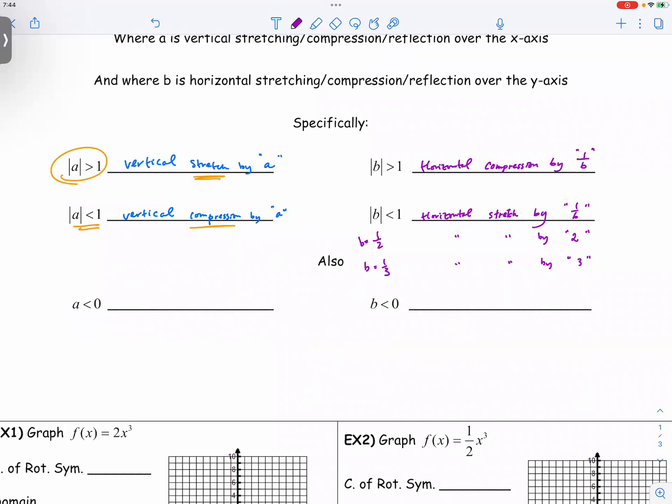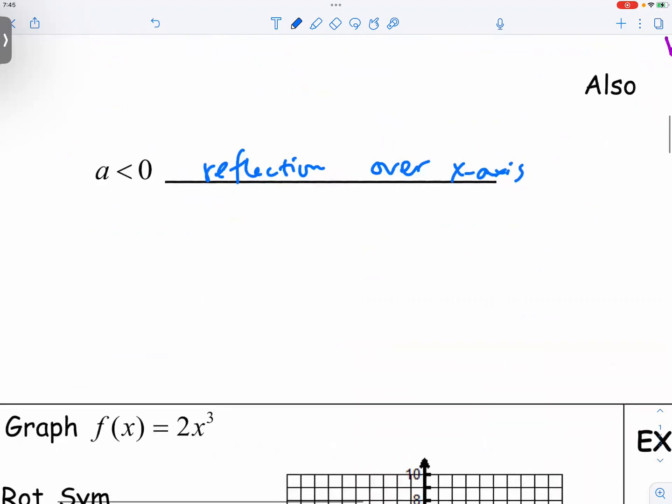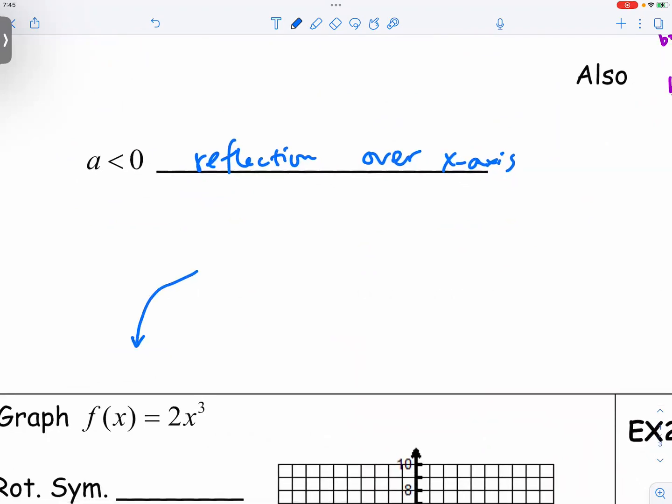If A is negative, it's a reflection over, where? It's a vertical kind of reflection, so it's over the x-axis. Okay. So now, what does it look like? If it's a reflection over the x-axis. So yesterday we drew a bunch of cubic function. It looks like this, right? But after reflection, it becomes like this. Okay, so that's vertical reflection.